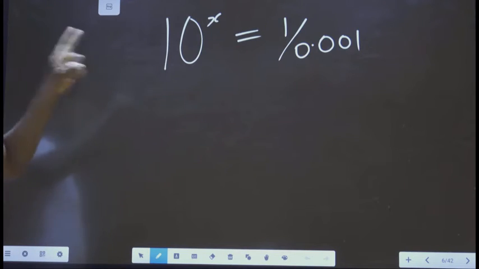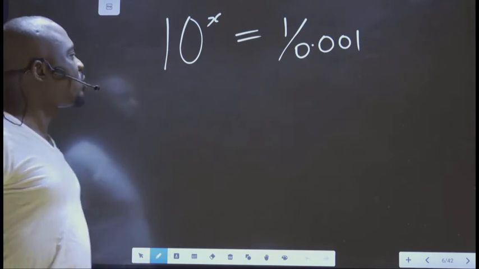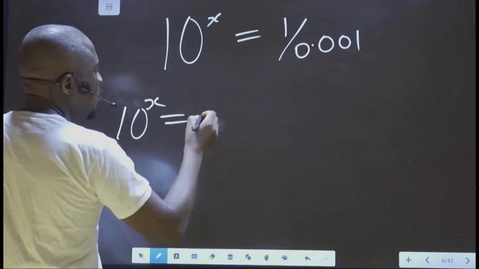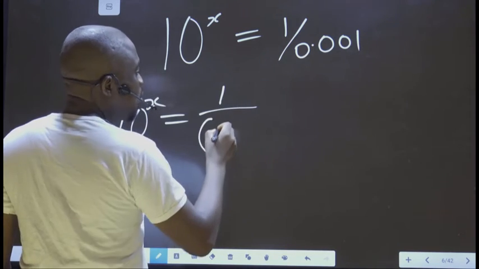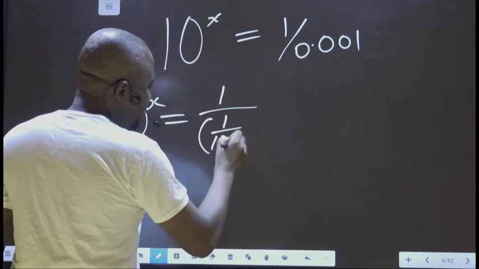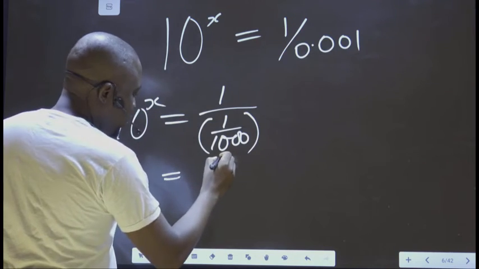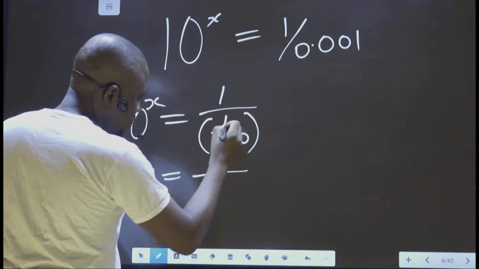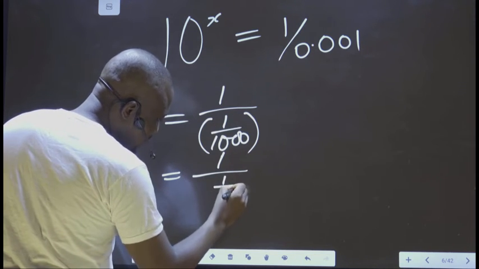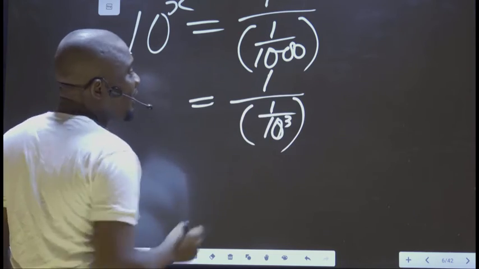Finally, look at this. It says 10 raised to the power s is equals to 1 over 0.001. So let's work on that. This is simply 10 raised to the power s is equals to 1 over, this means what? 1 over 1,000. That's the meaning of this. Which is this one now. This one again over, what is 1,000? That is raised to power 3. Okay? 10 raised to power 3.